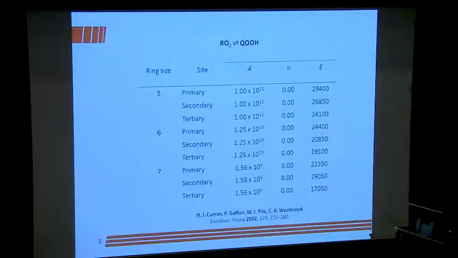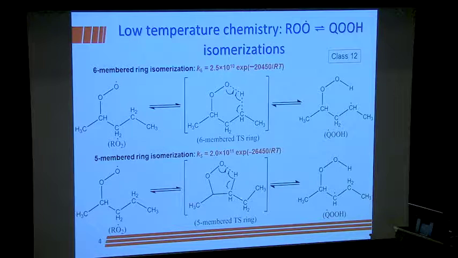The 7-membered rings, I apologize, I don't have the slide, but they form the hydroperoxy alkyl radical, and that radical can go on to give cyclic ether plus OH. So 6-membered rings typically go to chain branching. 5-membered rings go to propagation, giving you an olefin plus HO2. And 7-membered rings also go to propagation, giving you cyclic ether plus OH. That's a very important message in low temperature chemistry.